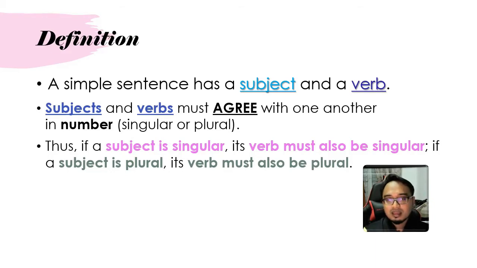So that's where point number 3 comes in. Thus, if a subject is singular, its verb must also be singular. If a subject is plural, its verb must also be plural. That's how we make it, that's how we simplify it.